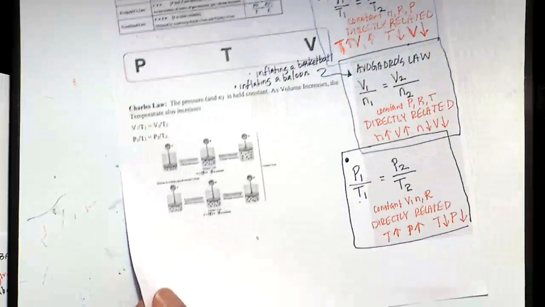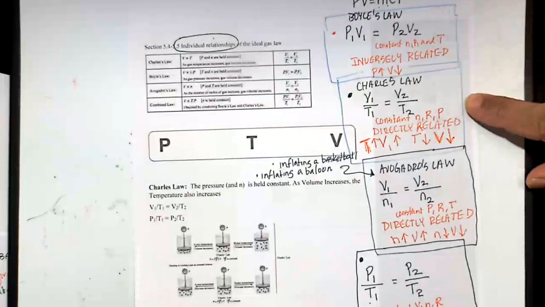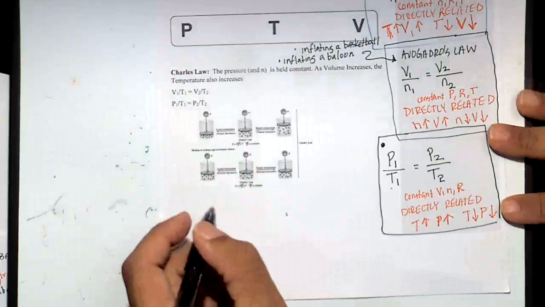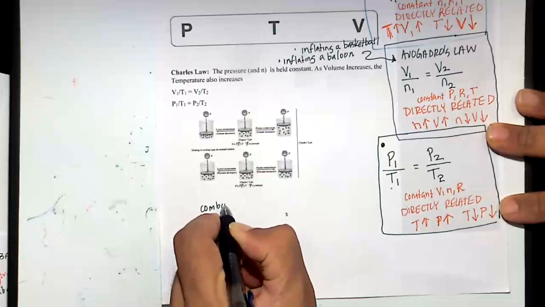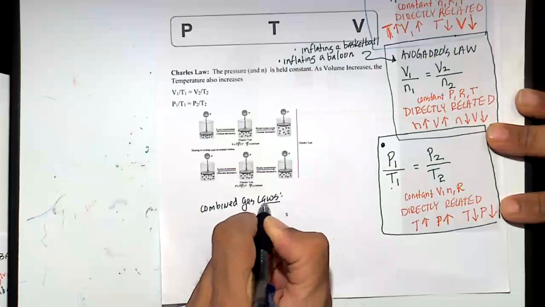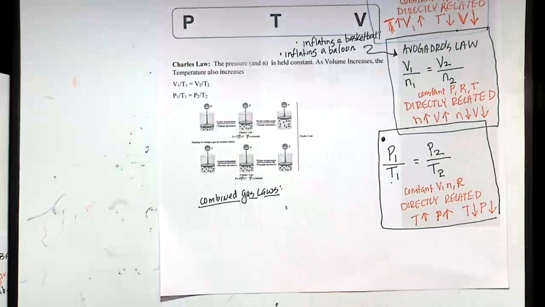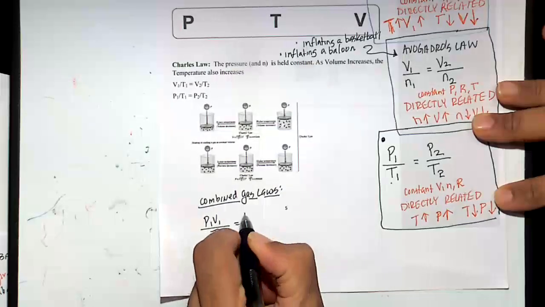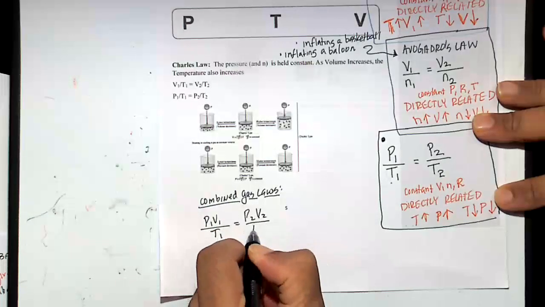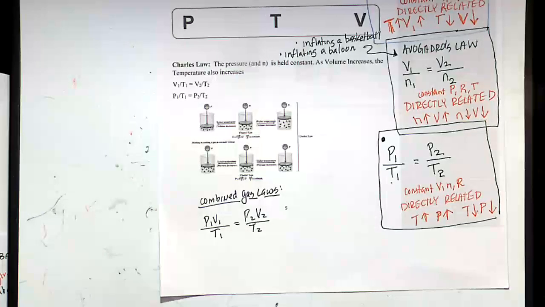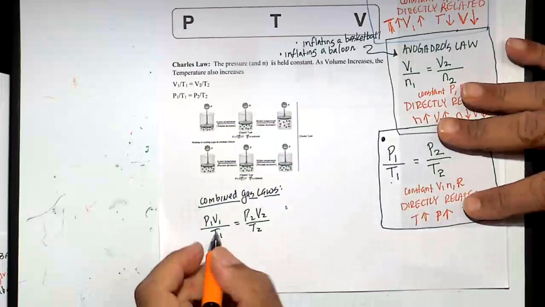And then finally we have some combined gas laws. We will combine Boyle's law, Charles' law, Avogadro's law, this law. We can combine all the different laws. So let me give you those. We have P1 V1 over T1 is equal to P2 V2 over T2. Okay, this is a constant number of moles, and R is always constant at 0.0821.